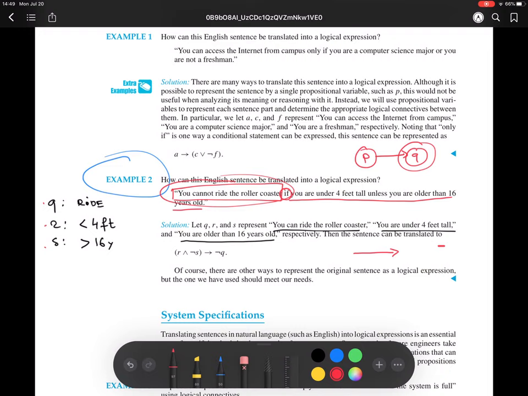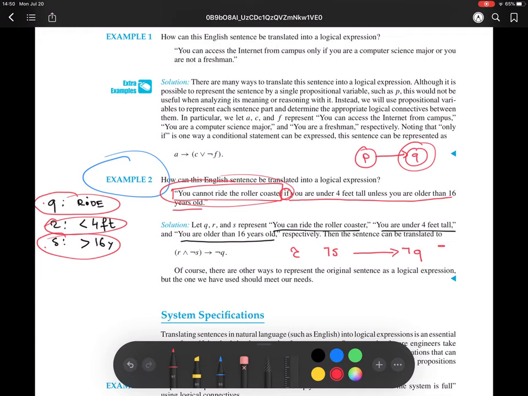Well, it clearly is a statement involving Q, but it is actually not Q, sorry for the pun. So what we have to say here is not Q. That is the implication. And now what is the condition? If you are under 4 feet tall, unless. So if you're less than 4 feet, that is one of the conditions. So this is this condition R. Now what is this other condition? Unless you are older than 16 years old. That means if you're not older than 16 years, then you cannot do it either. So here we are already using a little bit of logic reasoning. We say that unless you're older than 16 means the same as if you're not older than 16, so the negation of this thing, not S.